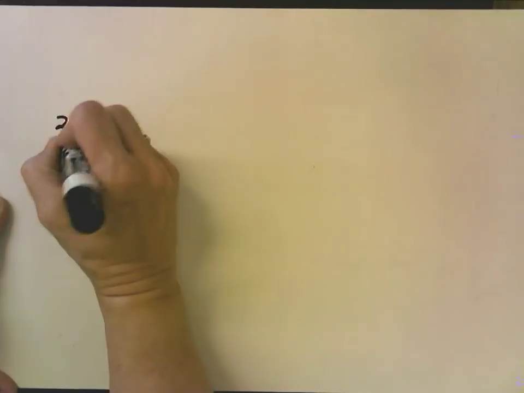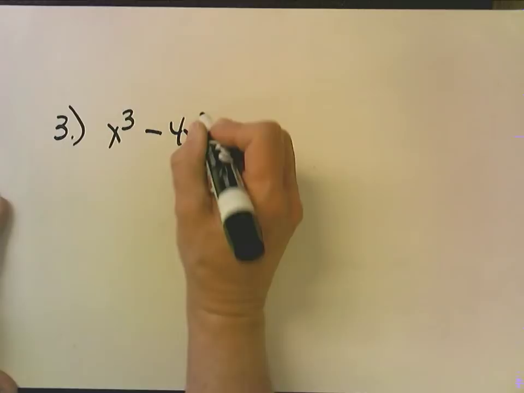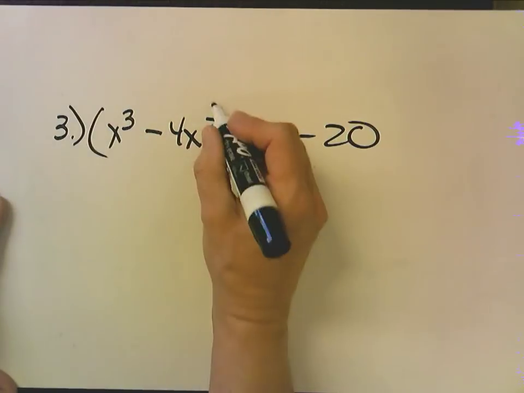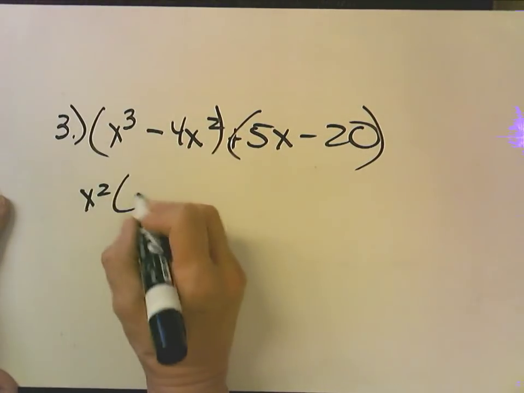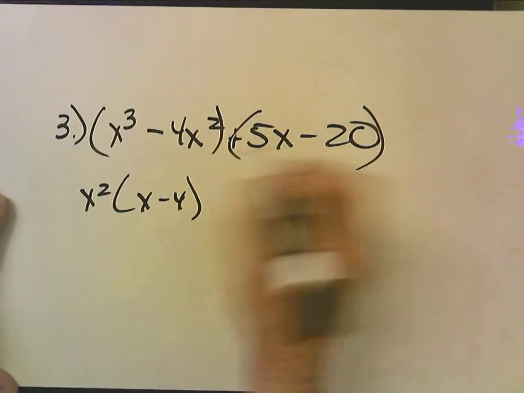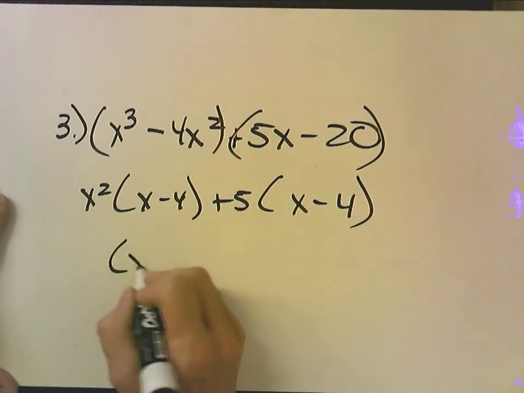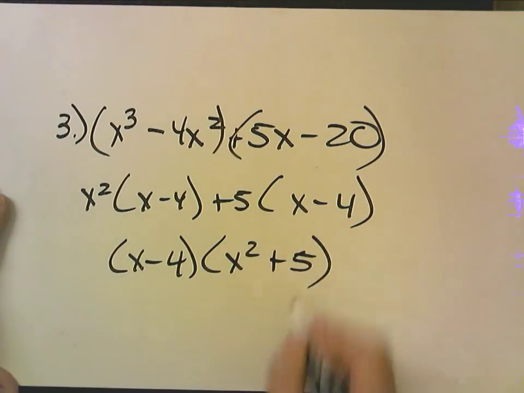Okay, and for number 3, it's 4 terms. So I'm going to factor by grouping. x cubed minus 4x squared plus 5x minus 20. It's in descending order, so I group the first 2, take out x squared. Group the last 2, I take out a 5. Now my GCF is (x - 4), and I'm left with x squared plus 5.